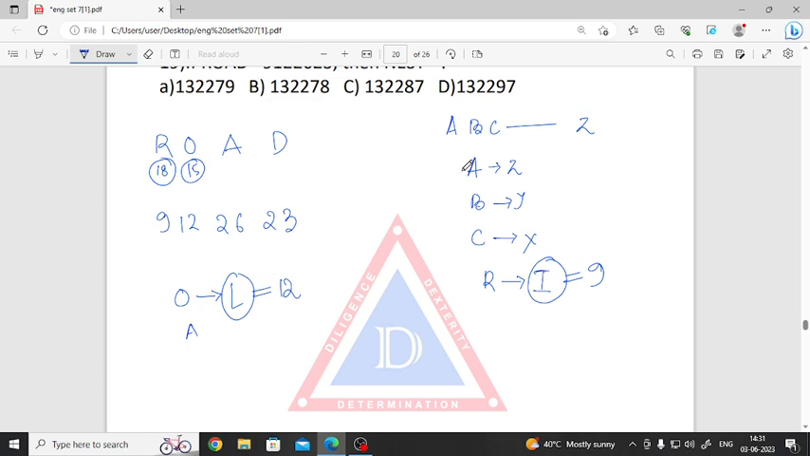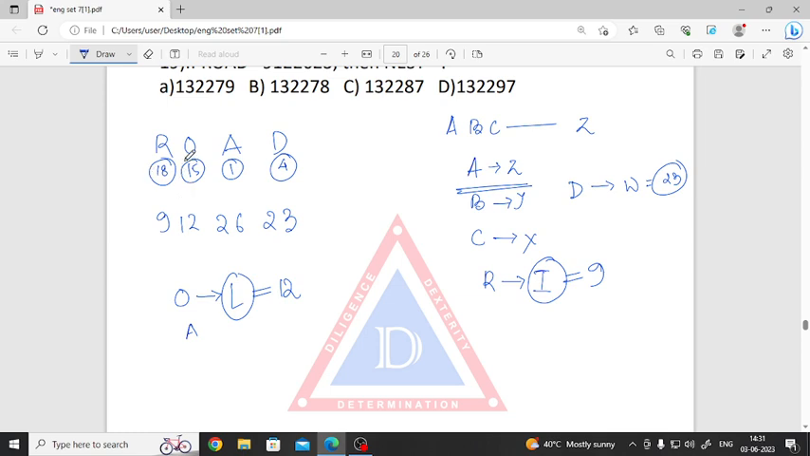What is the opposite of A? It is given here. Opposite of A is Z, and place value of A is 1. And opposite of D is W, and place value of D is 4. And place value of W is 23.